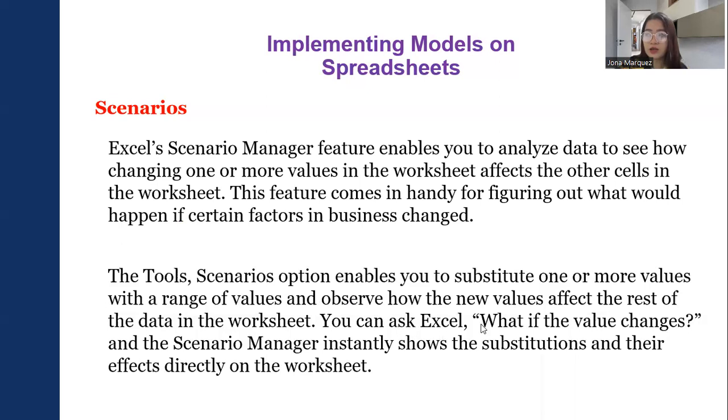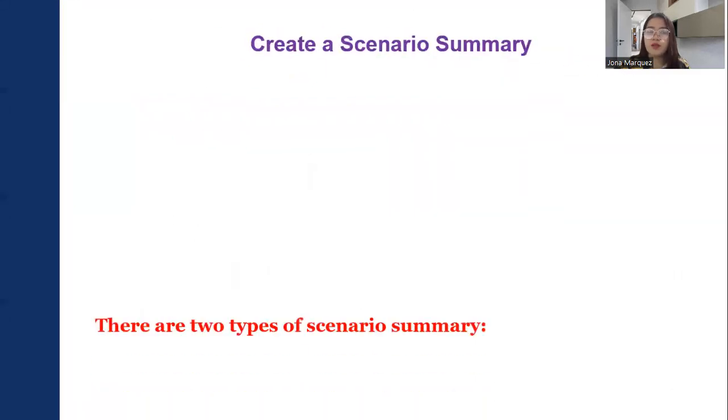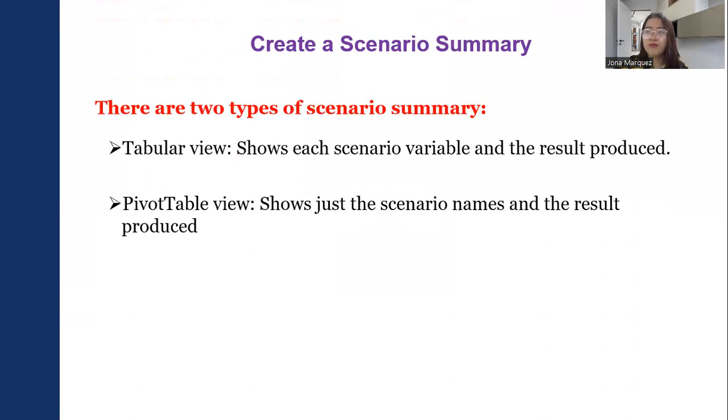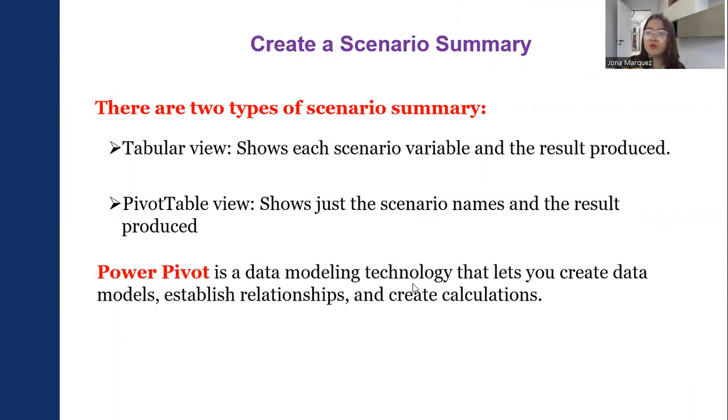You can ask Excel what if the value changes, and the Scenario Manager instantly shows the substitutions and their effect directly on a worksheet. Now, there are two types of scenario summary, no? So we have the tabular view, which shows the scenario variables and the result produced, and the pivot table view, which shows the scenario names and the result produced.